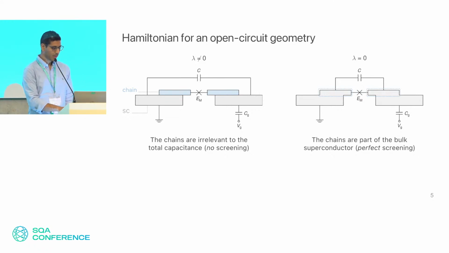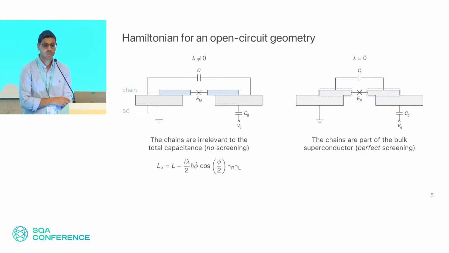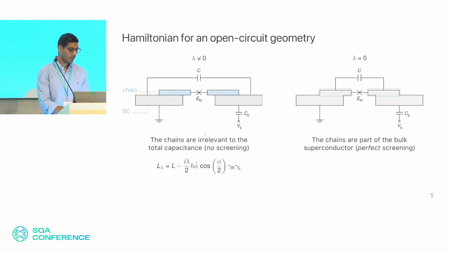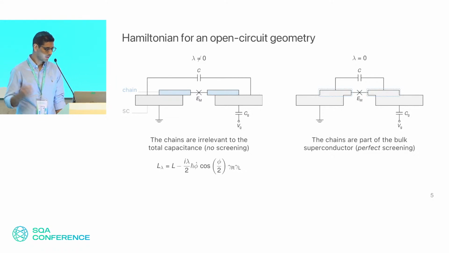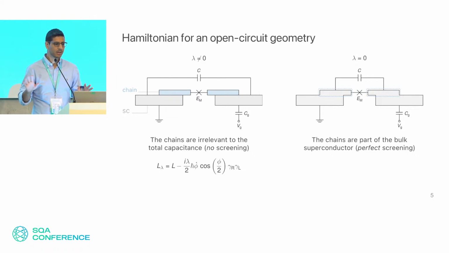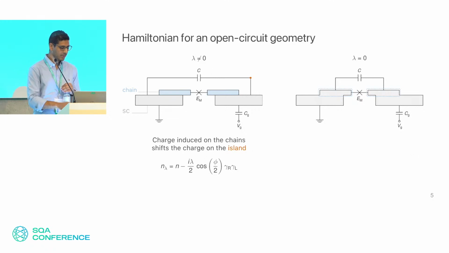And to compare these two models, we can write down the Lagrangian, and we see that the Lagrangian of the left circuit has an additional term that, again, depends on the time derivative of the flux and depends on lambda. And we can now follow the standard procedure that you all know. We calculate the conjugate momenta and then do the Legendre transform to write down the two Hamiltonians. And we would see that the only difference between the two Hamiltonians is that the charge operator of this circuit is shifted by the amount of charge induced on the chains. And this is dependent on the parameter lambda. And of course, this can lead to several measurable effects.